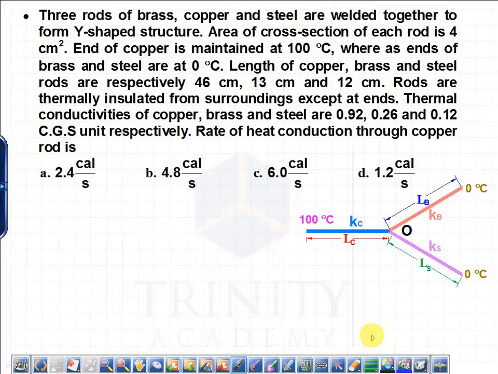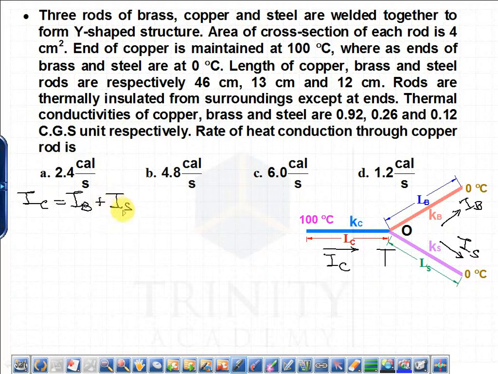Now, we know this fact. Suppose the junction temperature is T. Heat always flows from higher to lower temperature. So, heat will start flowing from the copper, which we will write as IC, the heat current through the copper, which would be distributed into two branches, the branch of the brass rod and the branch containing the steel rod, which we will denote as heat currents IB and IS. So the first thing that we should get over here is IC is equal to IB plus IS.